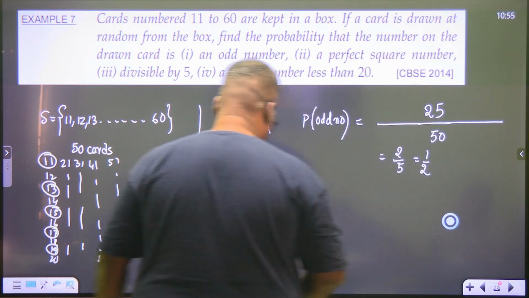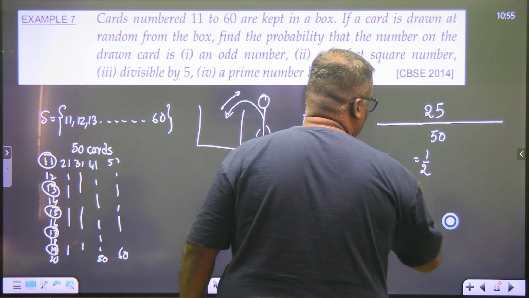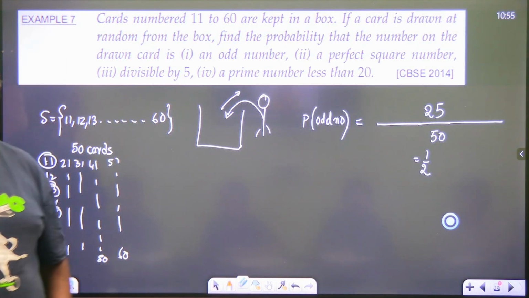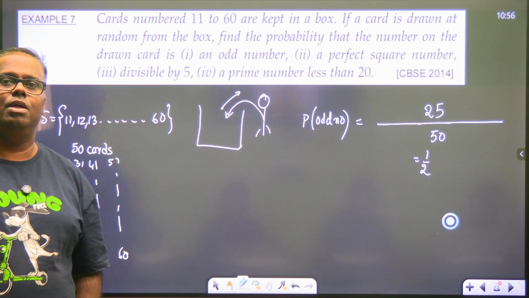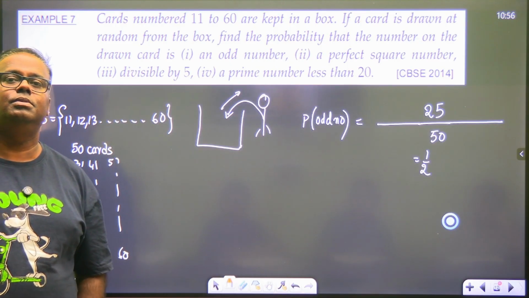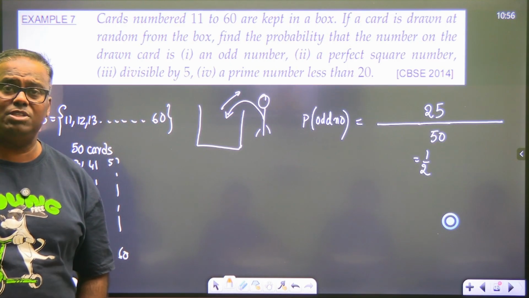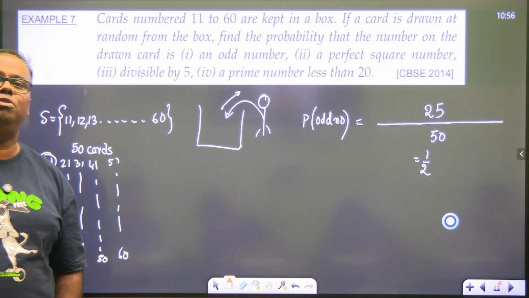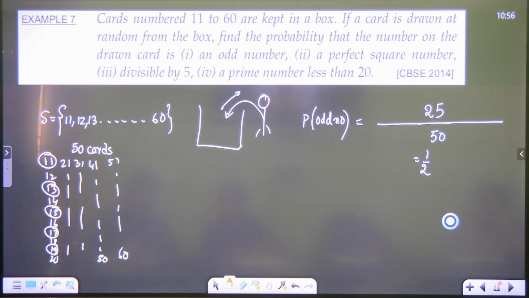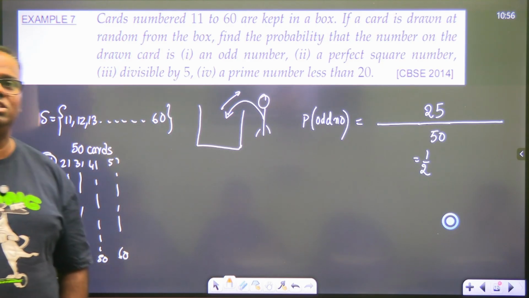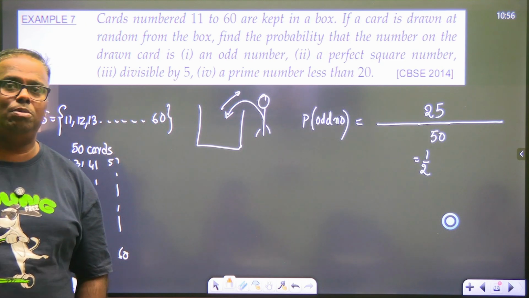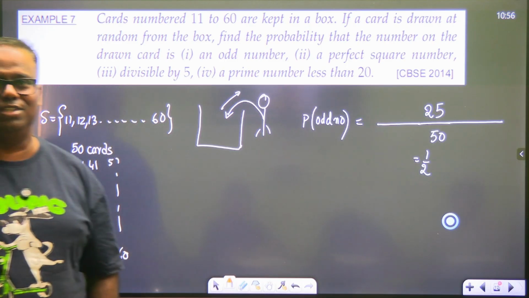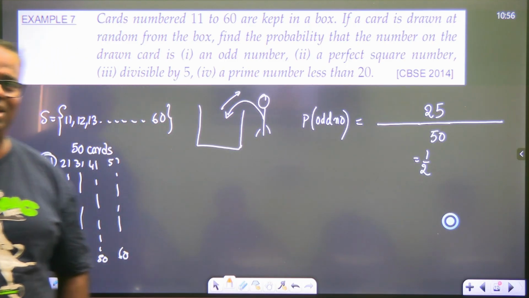1 upon 2. But can we just divide the sample space by 2? Yeah, we can do it. Why not? But sometimes the sample space also depends upon where it is starting and where it is ending. I can start at an odd number. If I give you the problem like cards from number 10 to number 49, then your technique will go for a toss. Then you should count it actually. So always be careful.